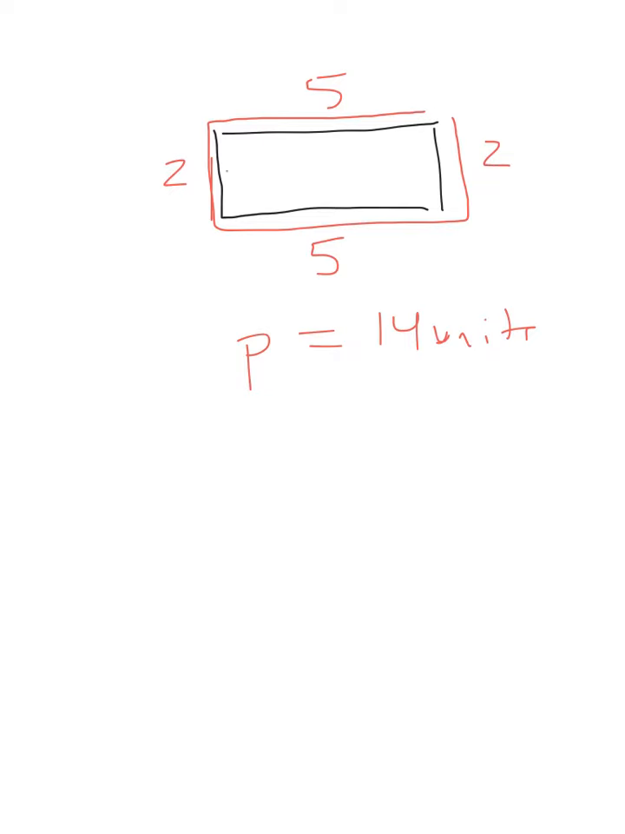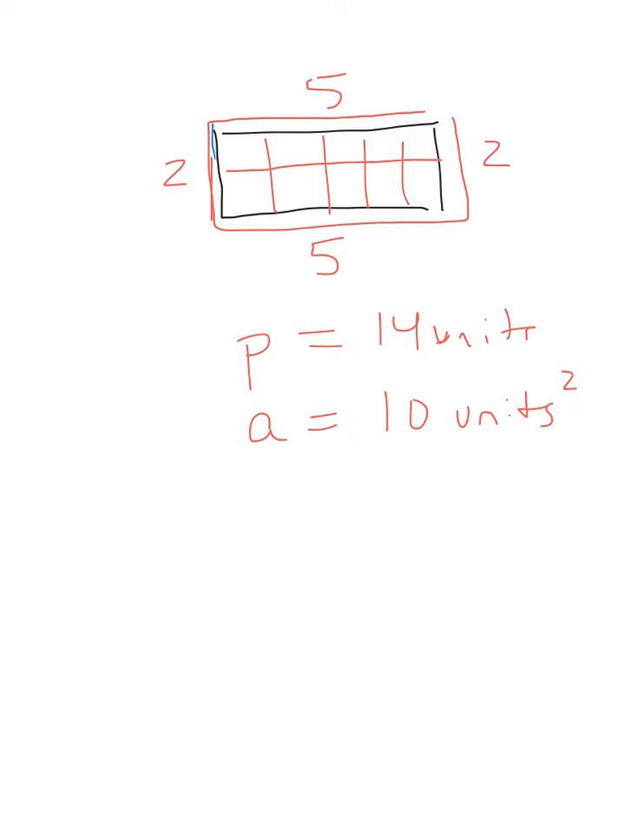The area, well, the area is the number of square units. So think about the number of square units. So if this is 2 squares by 5 squares, or 2 times 5, the area is 10, and it'd be units squared.